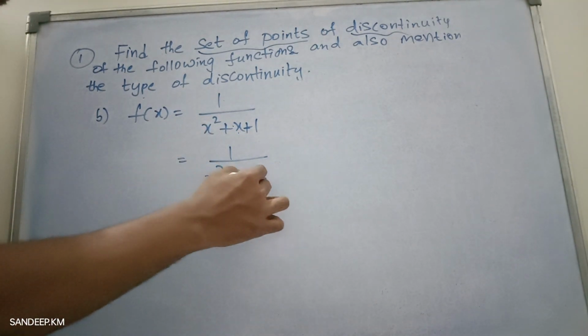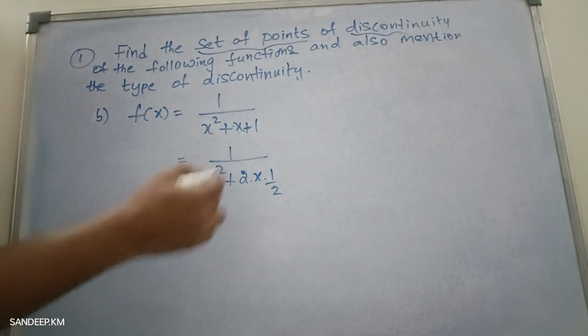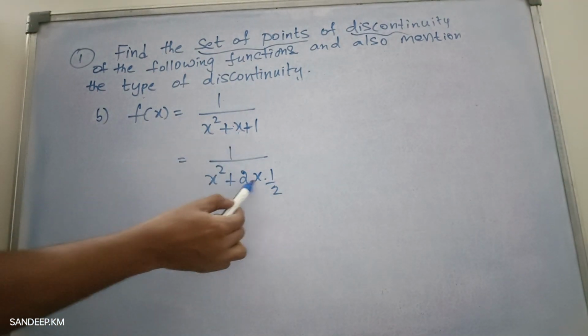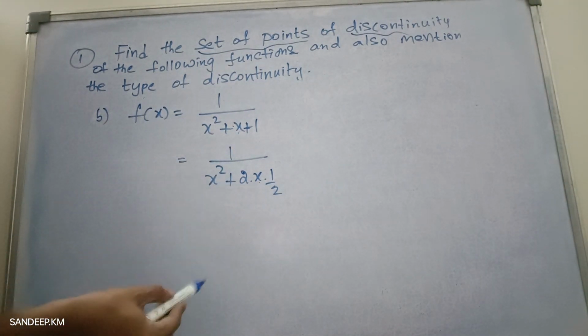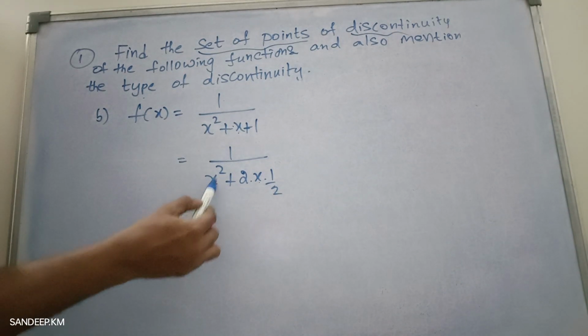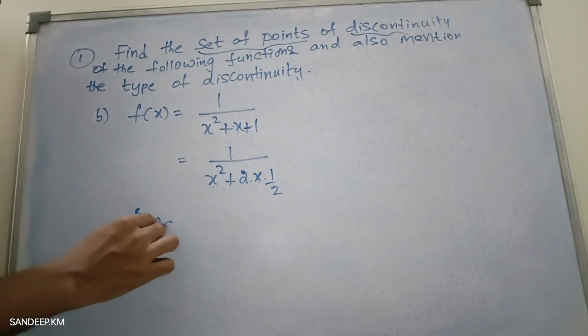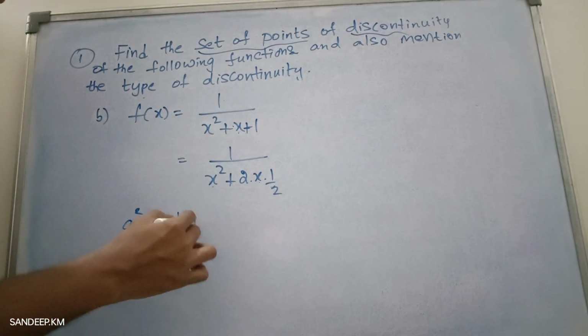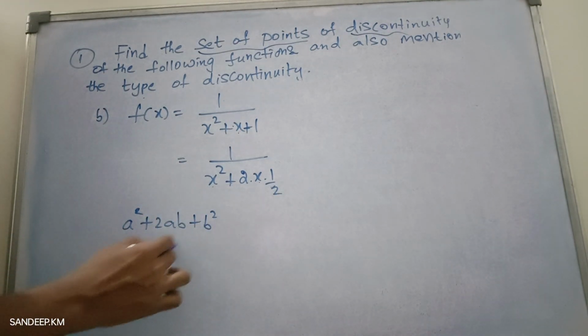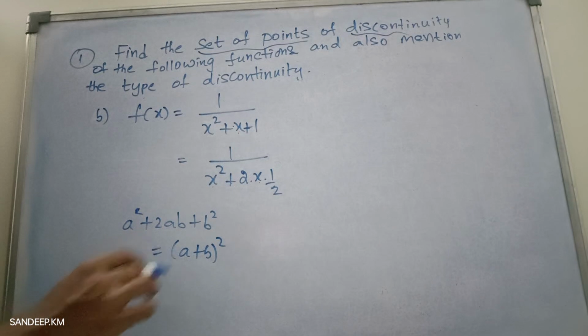So 2 into x into 1 by 2. Now I just wrote x as 2x by 2. After that, this denominator is in the form of a square plus 2ab. If we also have plus b square, then this becomes a plus b whole square, correct or not?